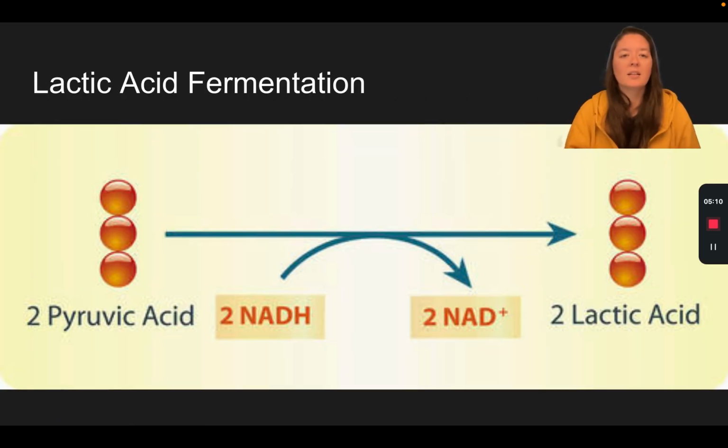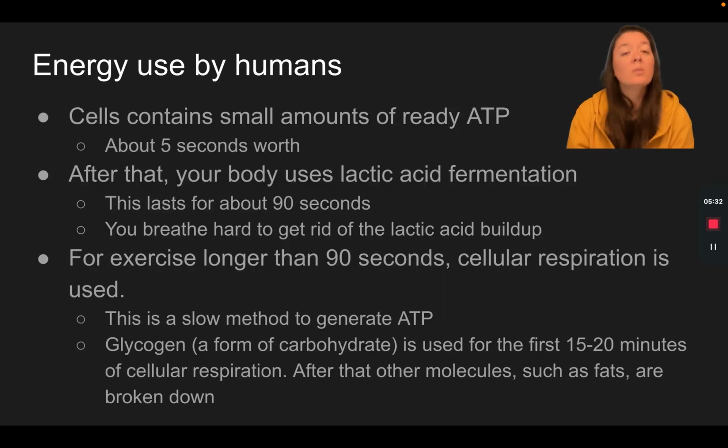Once again, here's another diagram showing us the other fermentation, lactic acid. We start out with pyruvic acid and 2 NADH, just like in alcoholic fermentation. And just like alcoholic fermentation, we get out those 2 NAD pluses, but instead of ethanol and carbon dioxide, we get lactic acid.